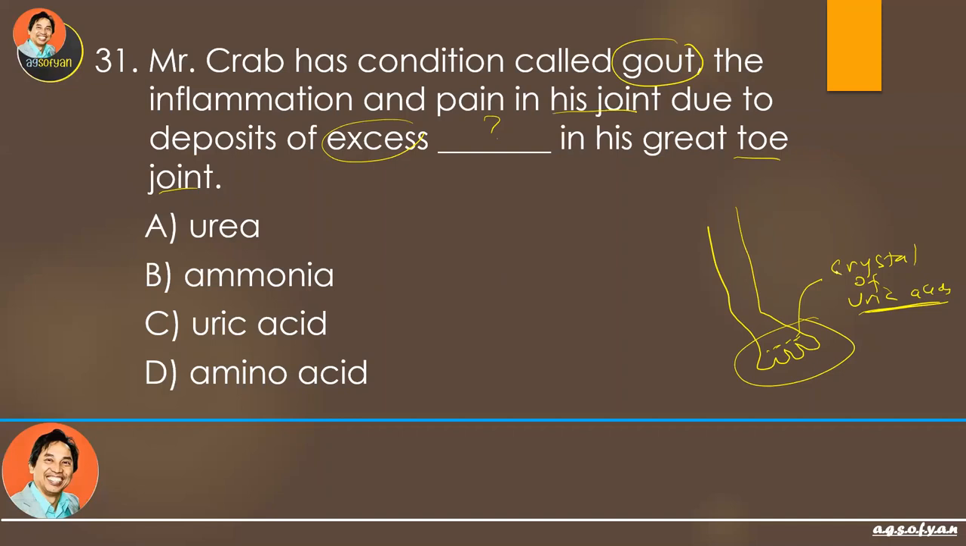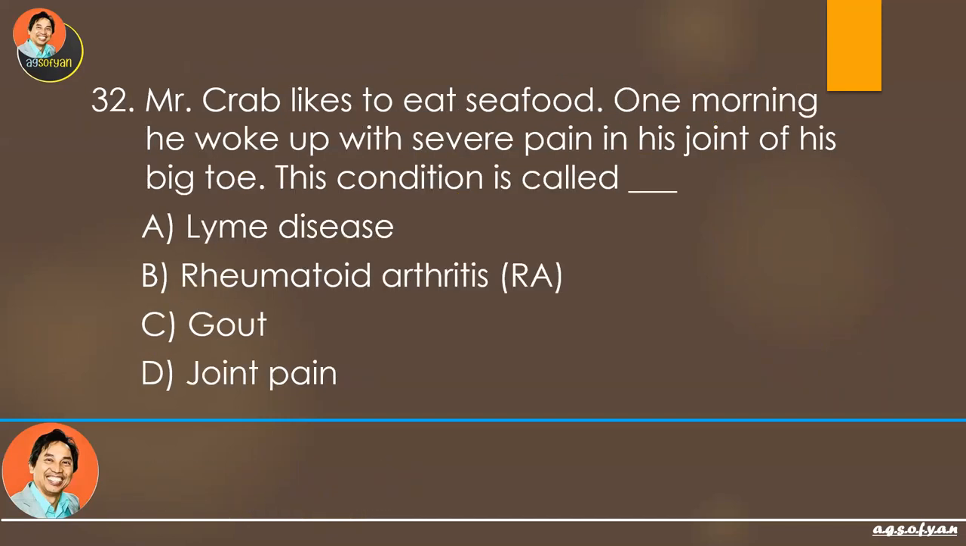Because it is crystal, it will go down based on gravity. Therefore, it is mostly deposited in the lower part of our body, in the foot. So that excess substance is called uric acid, usually in the form of crystal. So crystal uric acid. Mr. Krabs liked to eat seafood. One morning, he woke up with severe pain in the joint of his big toe. This condition is called what?